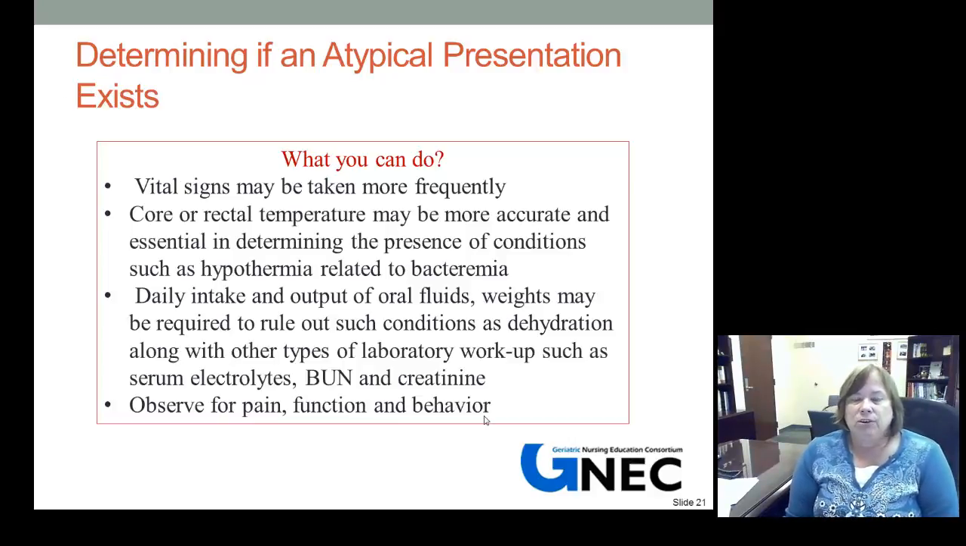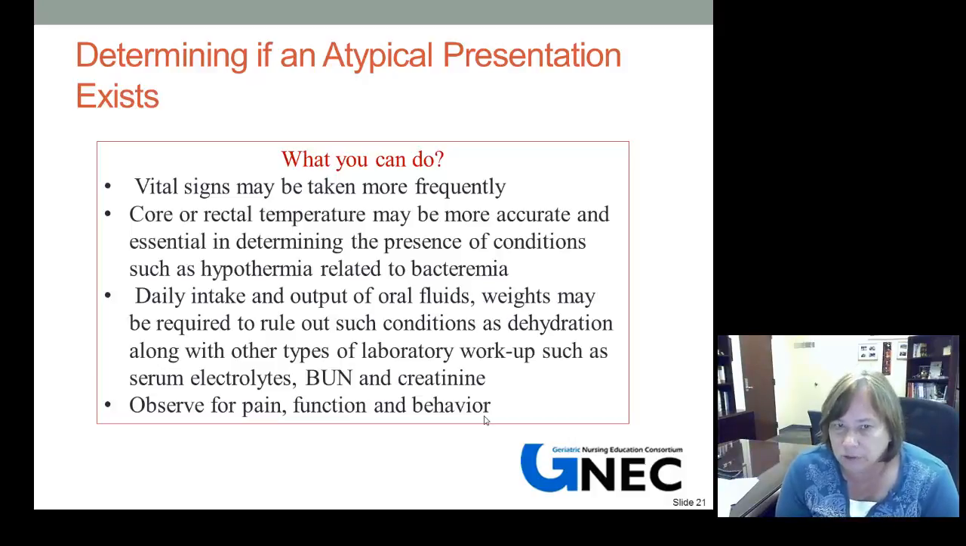If you determine there is an atypical presentation, what do you need to do? If you're in an acute care setting or a long-term care setting, these are the steps you would need to take. Take vital signs more frequently, keeping in mind that a fever may not be present even though rampant infection could be setting in. Core or rectal temperature may be much more accurate than an oral temperature. Monitor daily intake and output, and weights may be required in cases of dehydration or fluid overload. Obtain laboratory work, and observe for pain, function, and behavior. You just have to be a keen observer in this case.